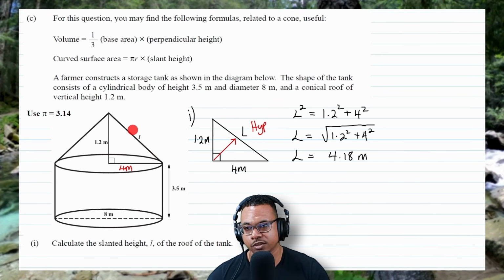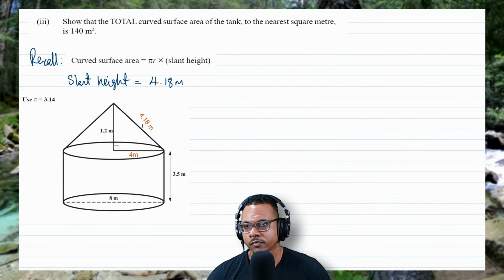So that's the slant height of the cone. All right, so I just put back into the diagram the 4.18 meters. This is the slant height. And of course, I put back in that the radius of the circle is 4 meters. That's the radius r. All right, so first we're going to calculate the curved surface area of the cone.